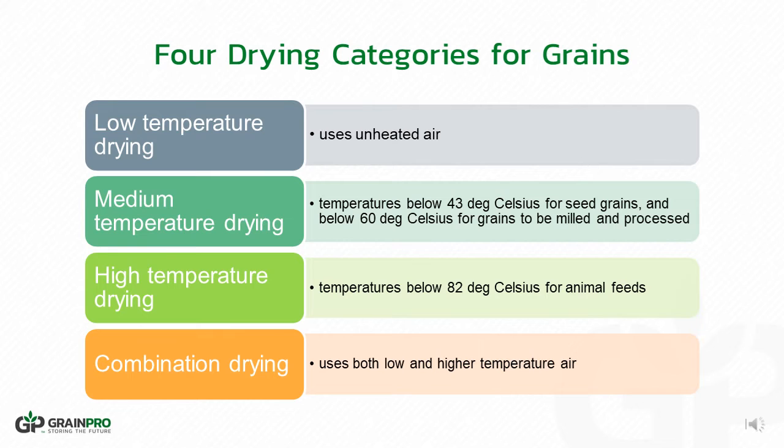High temperature drying with heated air keeps kernel temperatures below 82 degrees Celsius for animal feeds. High temperatures for rapid drying are applied, and the drying process is terminated when the average moisture content reaches the desired final level. Combination drying uses both low and higher temperature air to reduce the grain moisture content to a safe storage level.